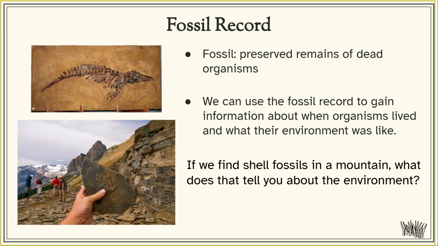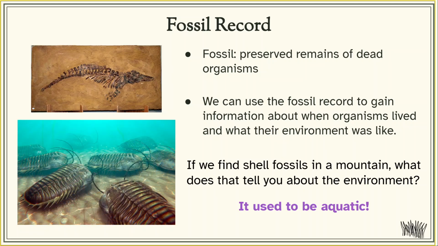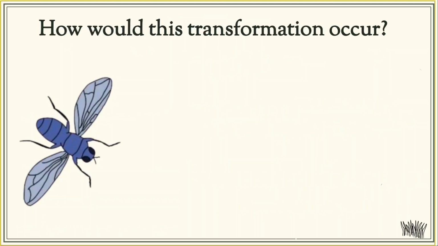So imagine we find a seashell fossil in the top of a mountain. What does that tell us about the environment? So what you should be seeing here is the fact that the only way a seashell fossil could make it to the top of a mountain is if at one point that mountain used to be underwater. So that tells us at one point this environment used to be underwater. It used to be aquatic.